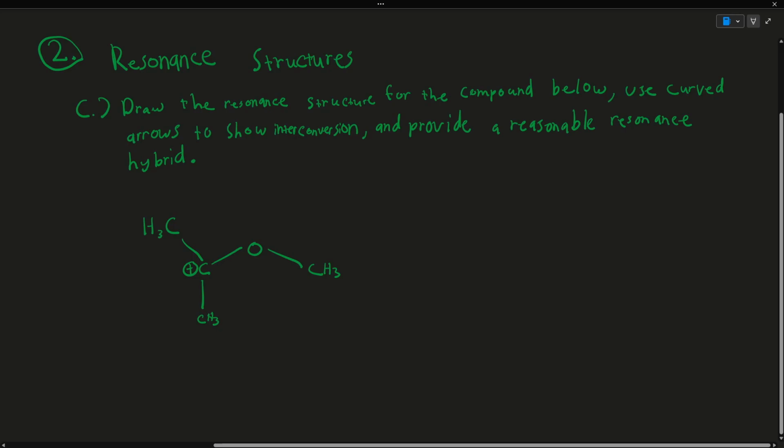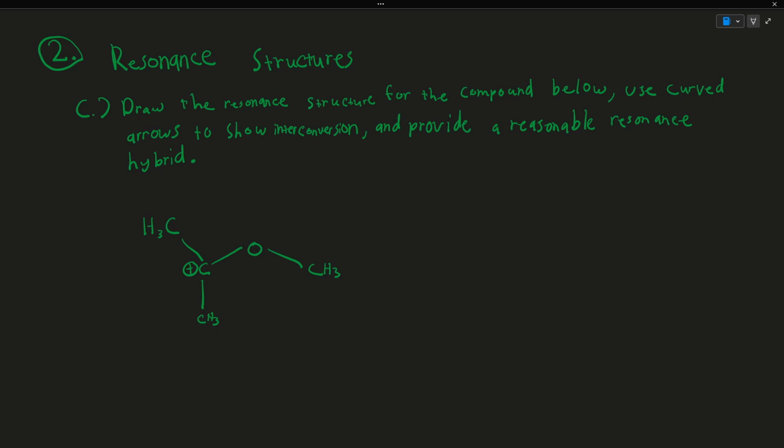So before, we've seen examples where we just had to compare two different compounds and determine if they're isomers, resonance structures, or neither. But now let's actually practice drawing resonance structures ourselves. Here you're asked to draw the resonance structure for the compound below, use curved arrows to show interconversion, and provide a reasonable resonance hybrid for this compound. Don't worry about the resonance hybrid for now. That will be explained later.